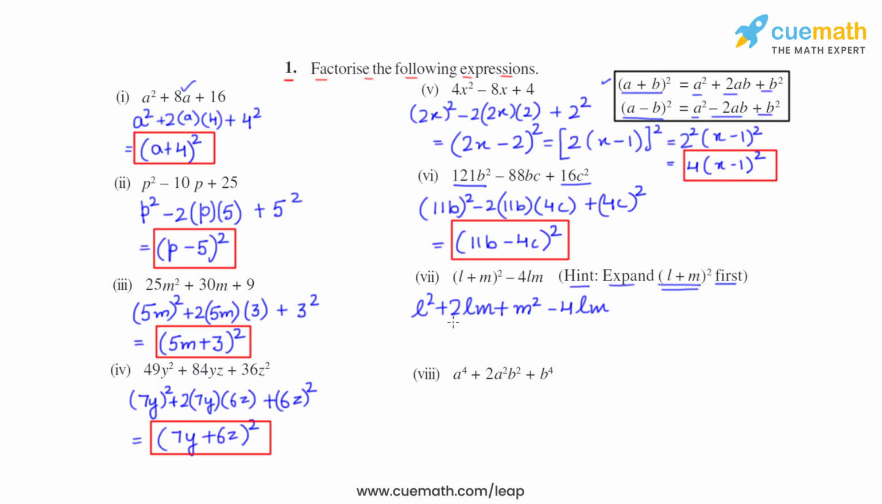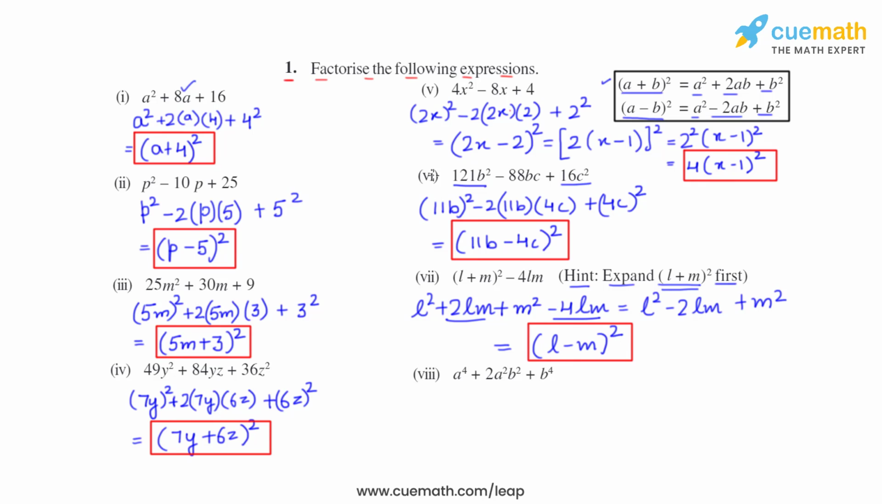Now we have two like terms, 2LM and minus 4LM. 2 minus 4 is minus 2. So it becomes equal to L² minus 2LM plus M². How did we get minus 2LM? 2LM minus 4LM are like terms, and when we combine them, we get minus 2LM. Now if you see carefully, it is equal to A² minus 2AB plus B². L² minus 2LM plus M² is equal to (L minus M) whole square. So this is the factored form for the seventh part.